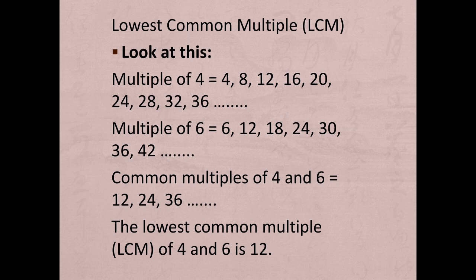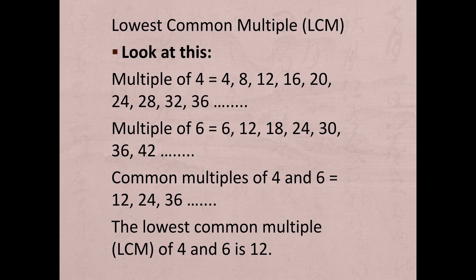Here are the multiples of 4, that is 4, 8, 12, 16, 20, 24, 28, 32, 36 and so on. How did you find these multiples? Just multiply 4 by 1, 2, 3, 4, 5, 6, 7, 8, 9, 10 and so on, and you will have the multiples of 4. How will you find the multiples of 6? Just multiply the number 6 by 1, 2, 3, 4, 5, 6, 7, 8, 9, 10 and so on, and you will have the multiples of 6.